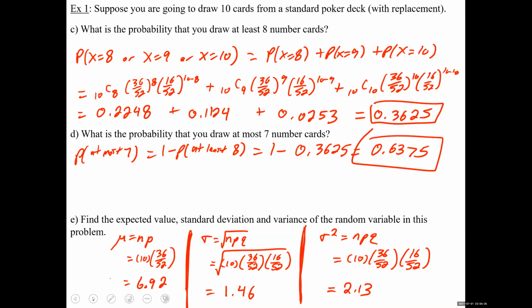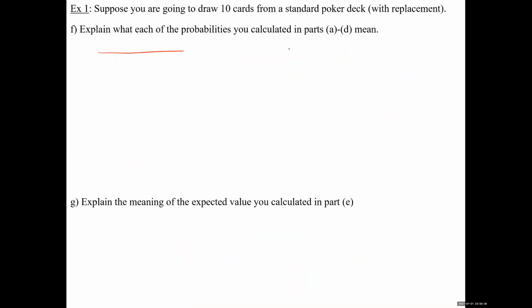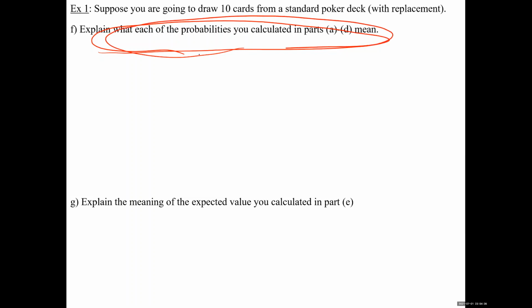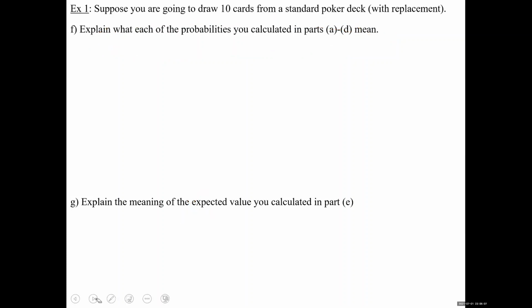Okay. Part F says explain the meaning of the probabilities. Every time you calculate a probability, you should ask yourself what it means. So we've got to explain what the meanings of the probabilities are. And then we have to explain the meaning of the expected value. We'll do this one after. Let's do this one first. Okay, so for example, here's the first probability we found in part A. We found probability x equals 7. The answer as a percentage, whenever you're explaining the meaning, you want to write it as a percentage. It's 26.65%.